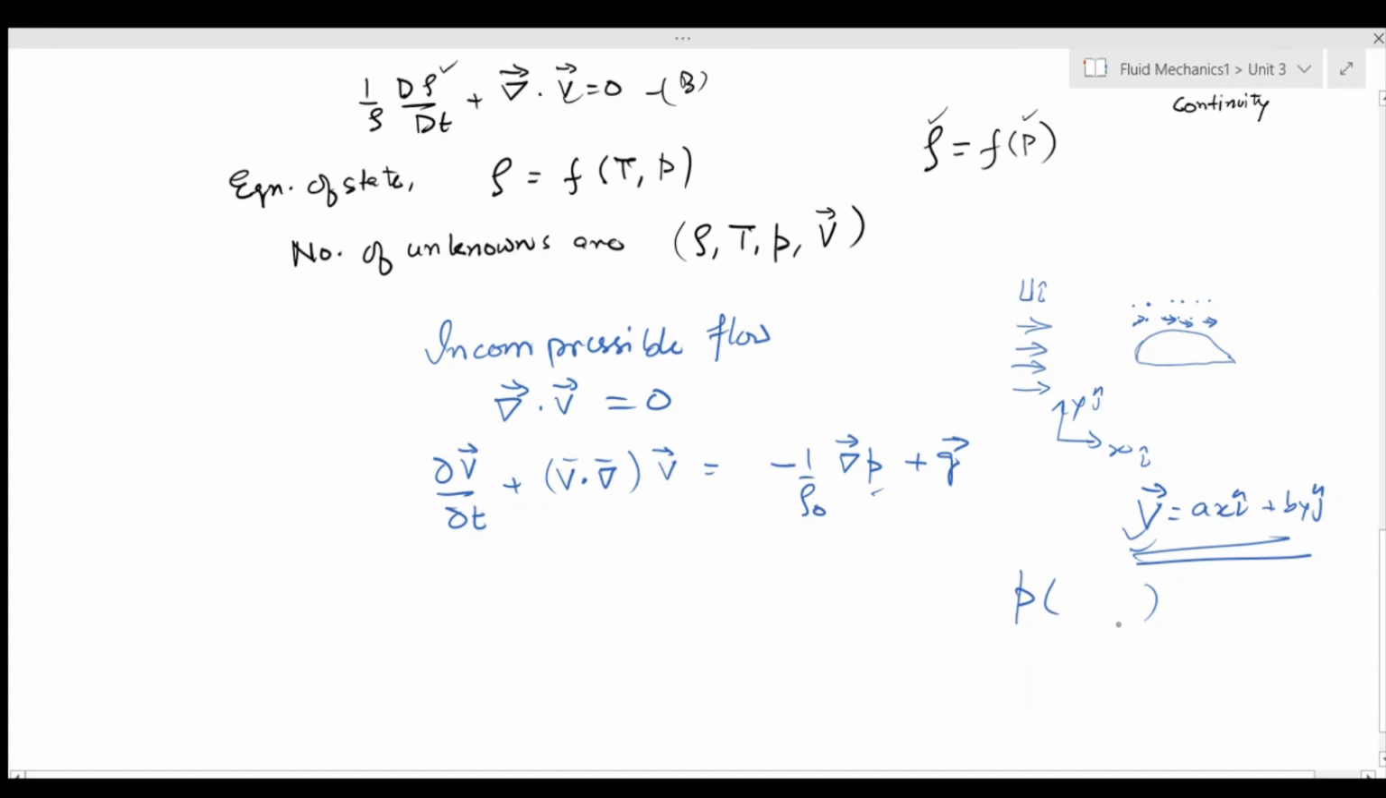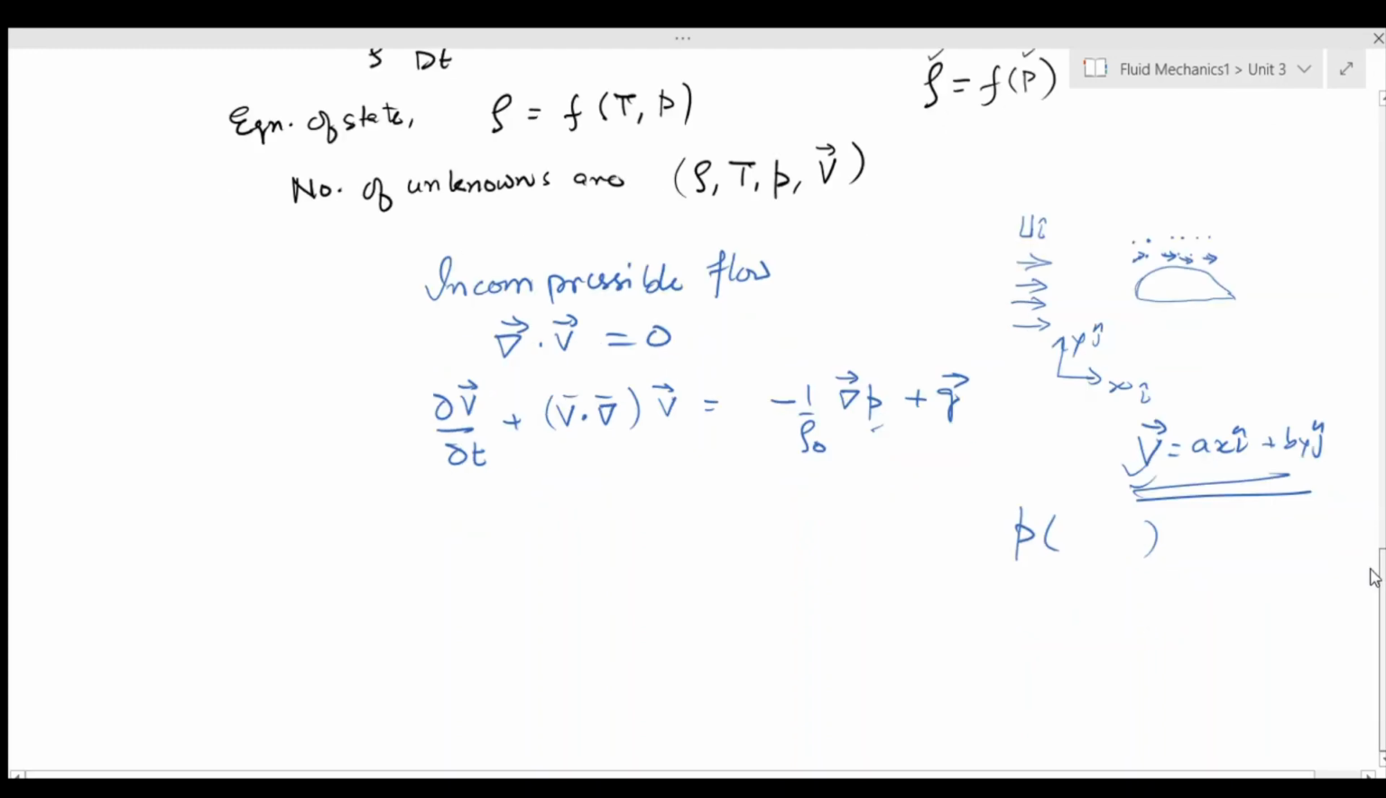Try to do that, and let us see what you would get, provided that g is equal to minus g k, it is along the z axis, and provided that, let's say, at the origin the pressure is equal to P naught.